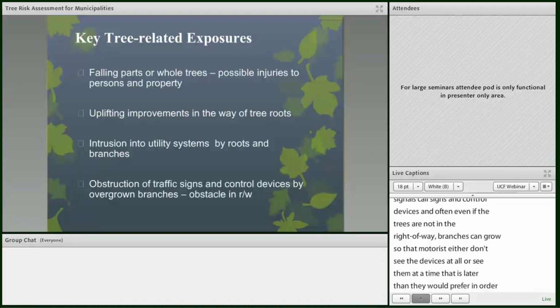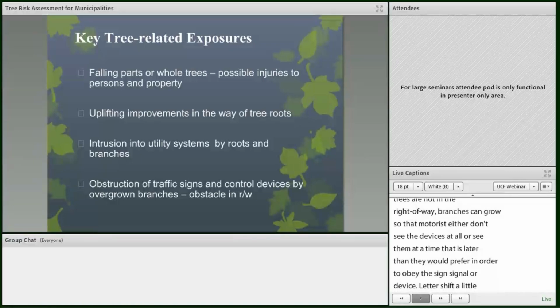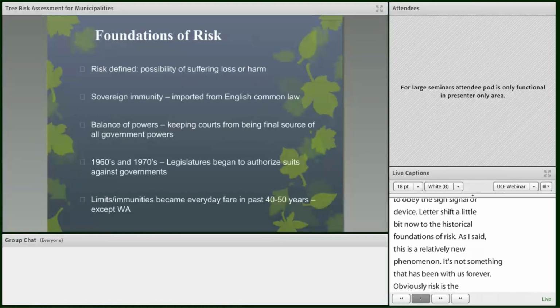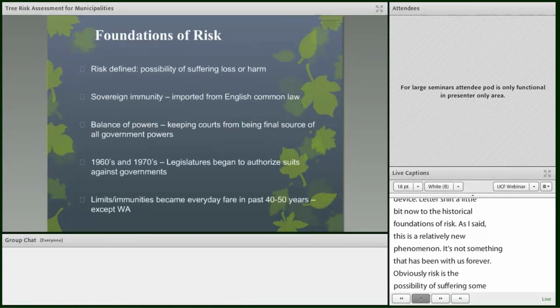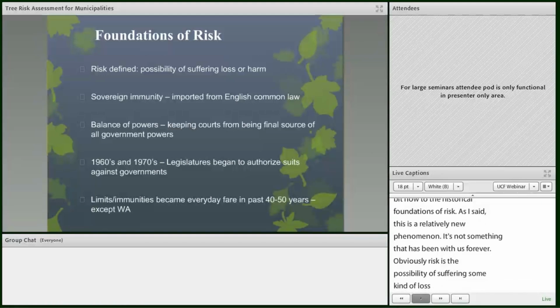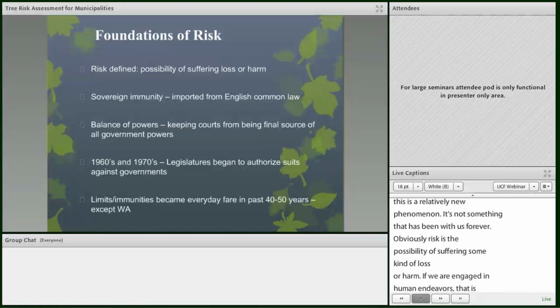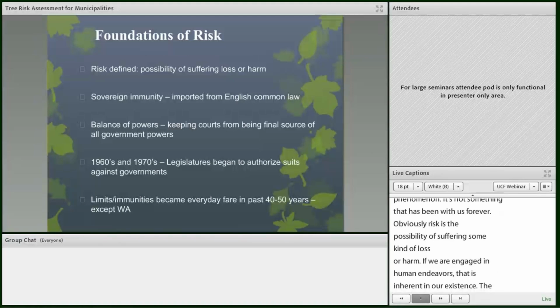Let's shift a little bit now to the historical foundations of risk. As I said, this is a relatively new phenomenon. It's not something that has been with us forever. Obviously, risk is the possibility of suffering some kind of loss or harm. If we're engaged in human endeavors, that's inherent in our existence. And the basic rule in the United States that has been imported from the English common law takes the form of the old mantra, the king can do no wrong.